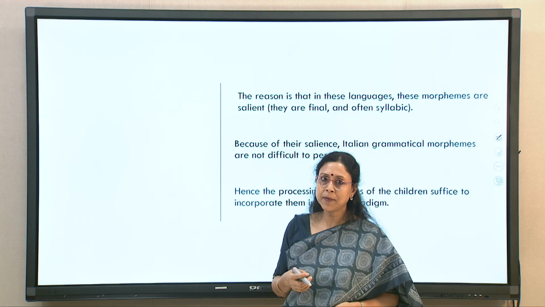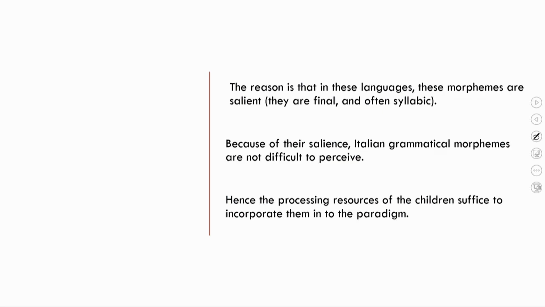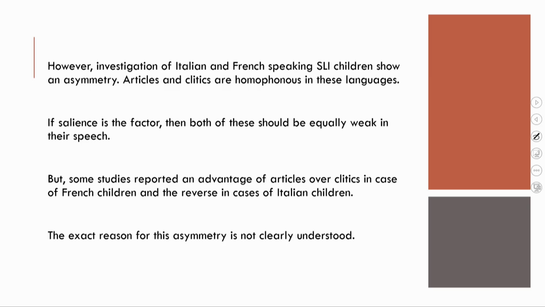Now, why did they not have the problem? The reason is in these languages these morphemes are salient, they are often final and often syllabic. So, how are they made salient? They occur in the final position and they are often syllabic. As a result, you will notice them, they become a salient part of the sentence structure. Because of their salience, Italian grammatical morphemes are not difficult to perceive, and as a result they can produce them. Hence, the processing resources of the children suffice to incorporate them into the paradigm.